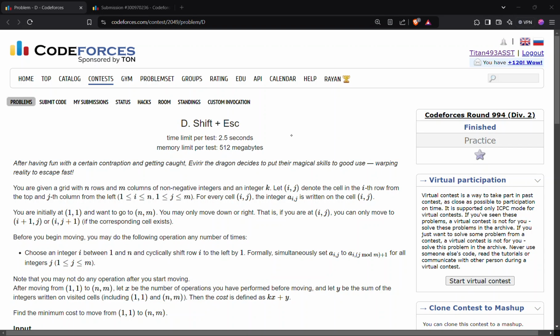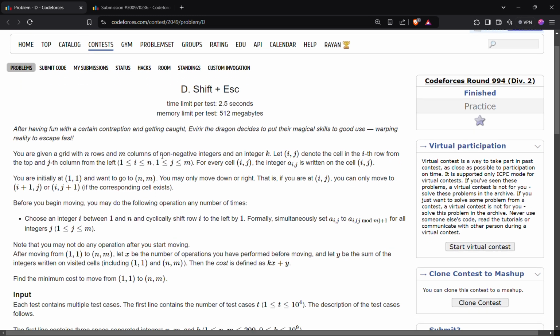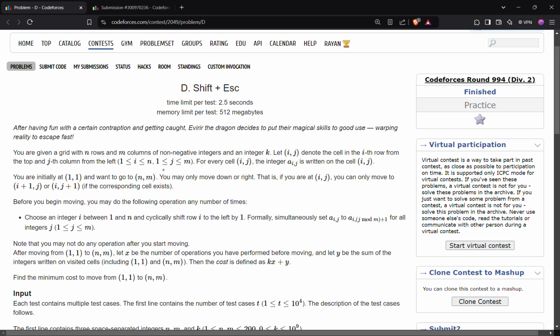Hello everyone. So today we will be solving this question called Shift plus Escape from the recent Codeforces Division 2 round, and I definitely recommend to try this question on your own. And okay, here's the solution.